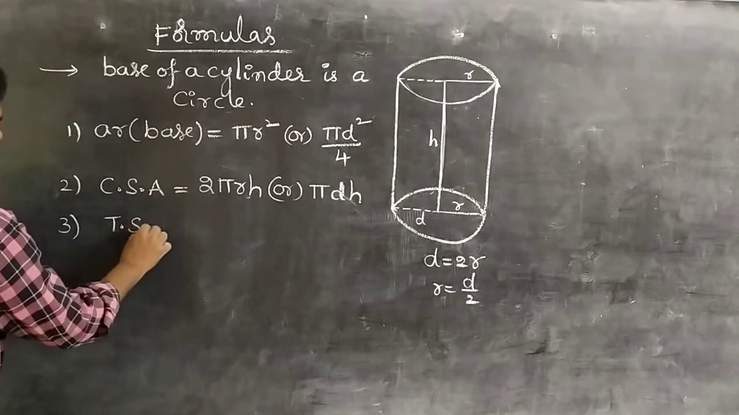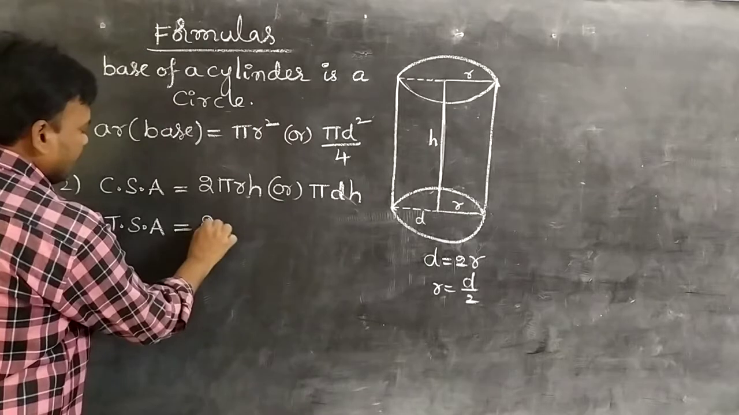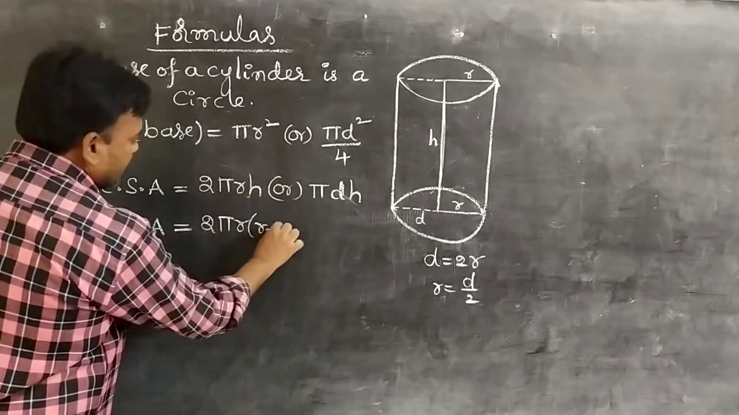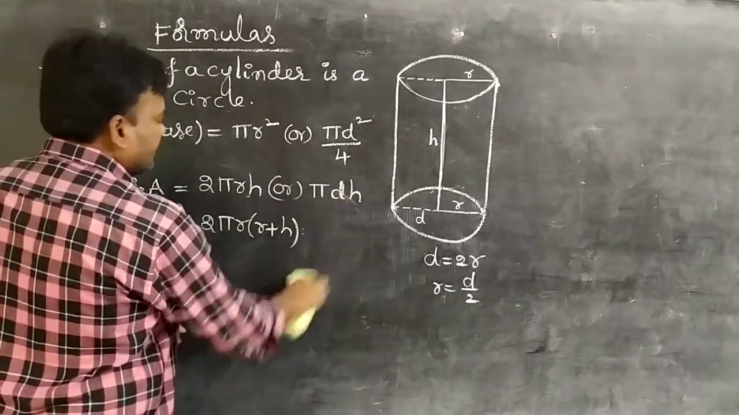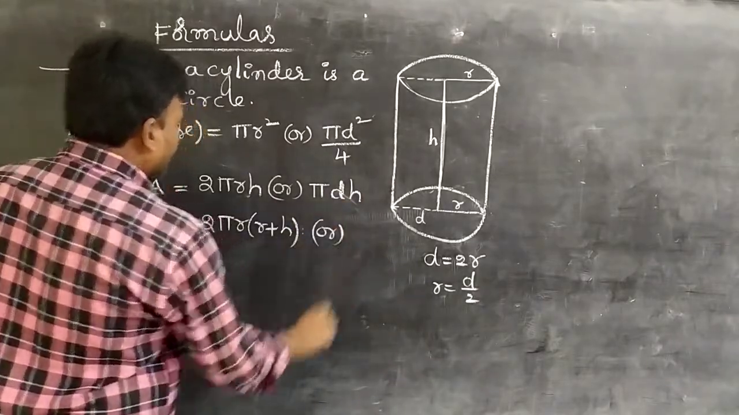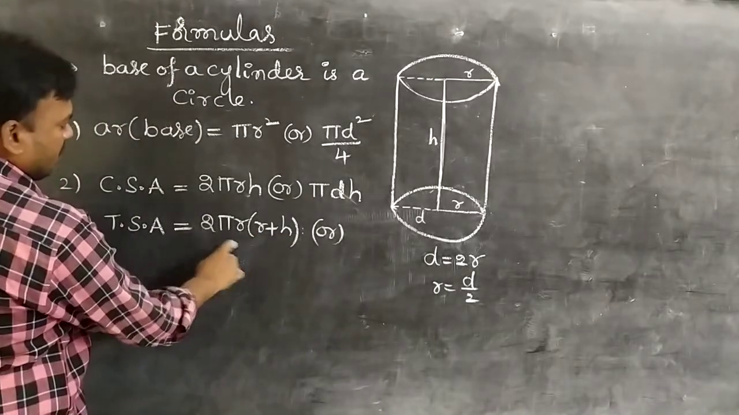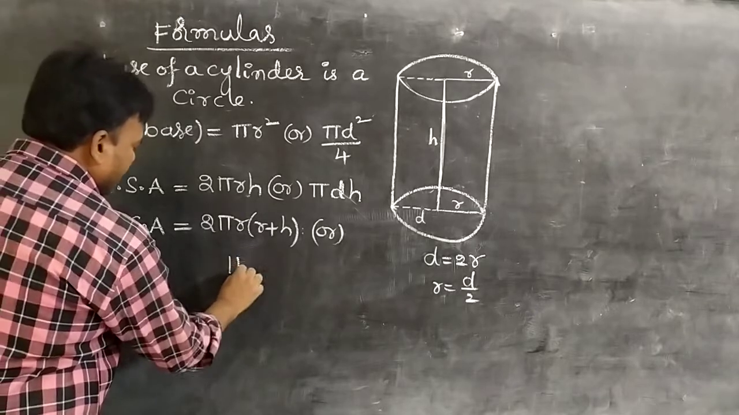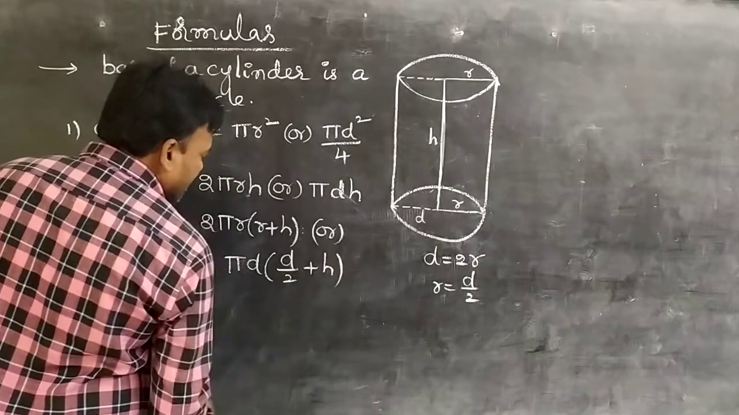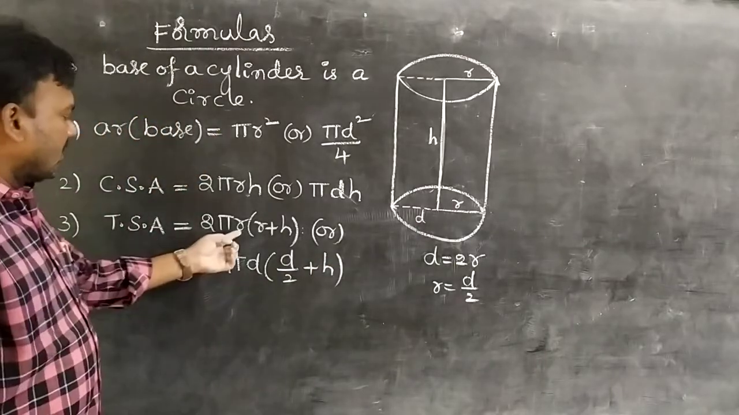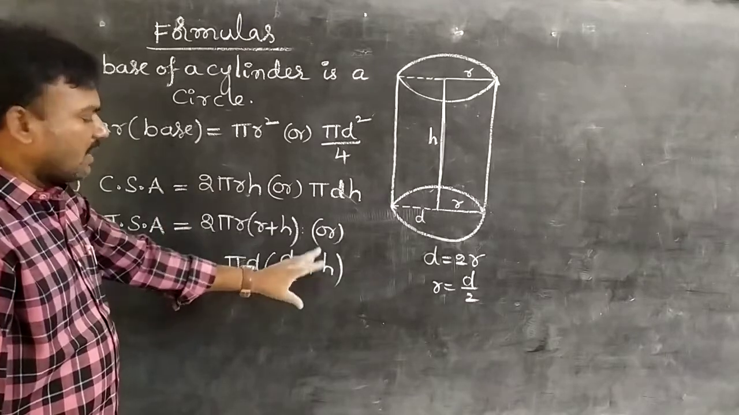TSA, the total surface area of a cylinder, equals 2 pi r of r plus h. Here we replace r by d by 2 and substitute. If r is replaced by d by 2, the 2 gets cancelled, so it is pi d of d by 2 plus h.